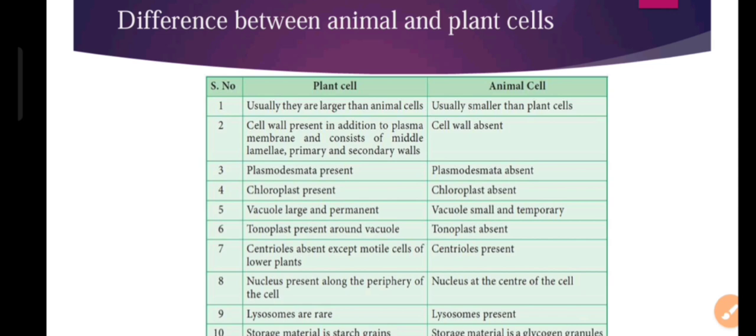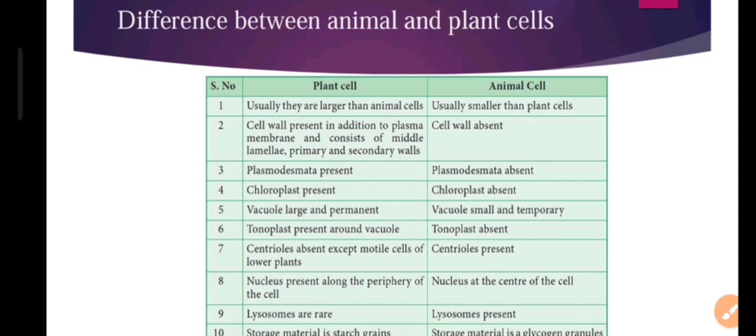Centrioles are absent except in motile cells of the lower plants. So centrioles are helpful for what? Cell division, right? These centrioles are absent in the plant cell, but centrioles are present in what? Animal cells. Yes, in the plant cell, the nucleus is present in the peripheral region, the side of the cell. But in the animal cell, we can notice the nucleus in the central part of the cell.